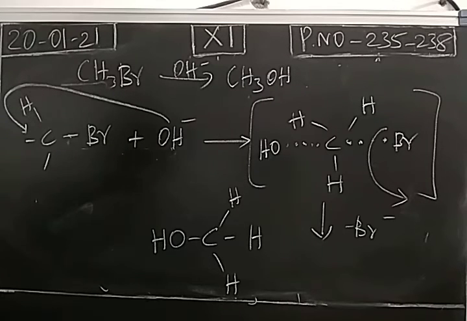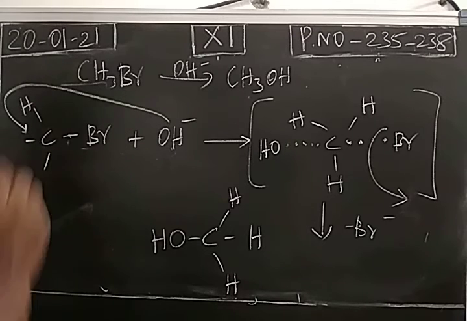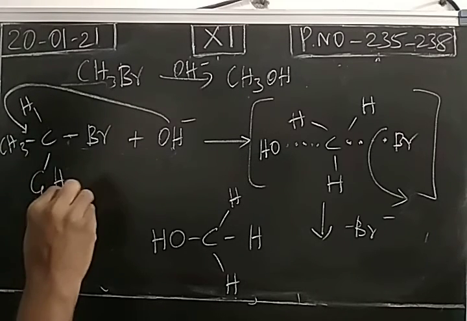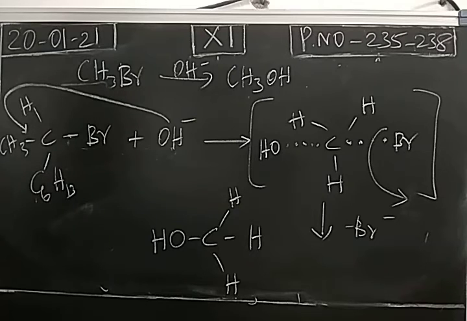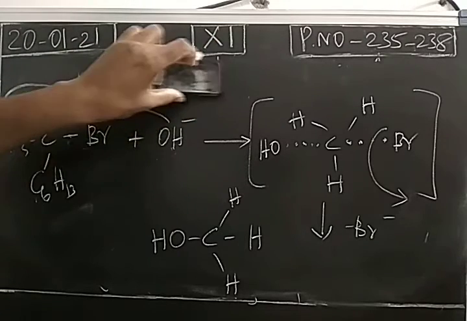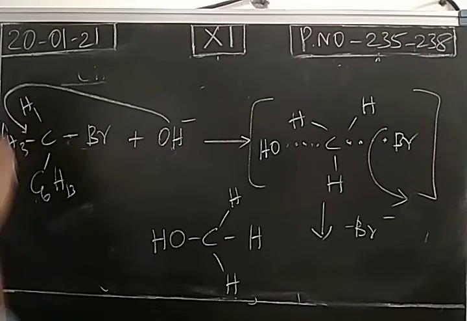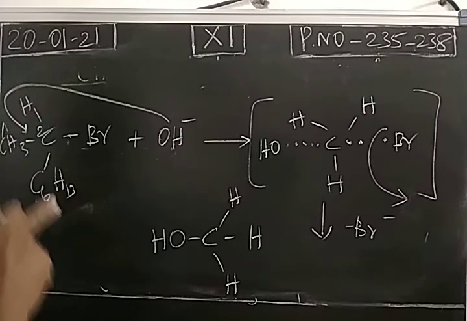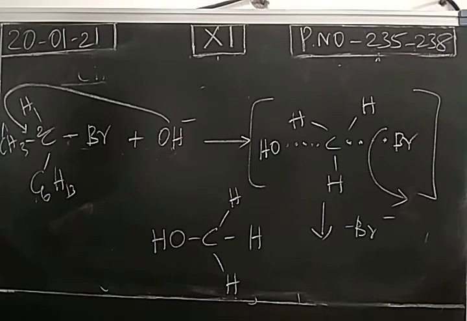In our book, 2-bromo-octane is given. So the reactant is 2-bromo-octane. At the second carbon we have the halogen bromine, and totally 8 carbon atoms are present. So this is 2-bromo-octane, and it is involved in the SN2 mechanism.